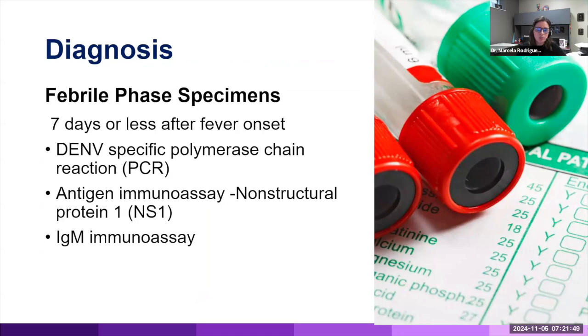Remember, the febrile phase is 7 days or less after the fever onset. You should obtain a serum specimen as soon after the onset of fever as possible. That way you have a higher yield of diagnosing dengue. The earlier the specimen is obtained after illness onset, the more likely a lab diagnosis can be made. The best tests in the febrile phase include dengue virus-specific polymerase chain reaction, which is PCR. The next one is the antigen immunoassay that will show the non-structural protein 1, called NS1, and the IgA immunoassay.